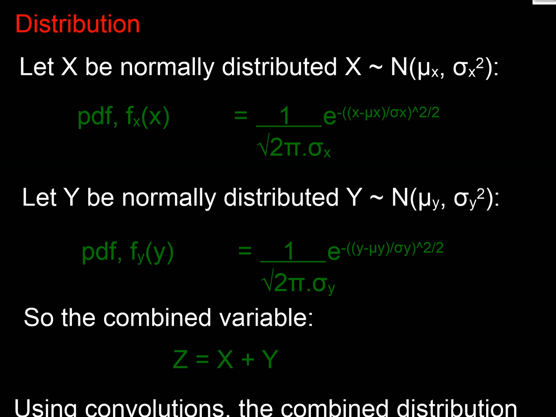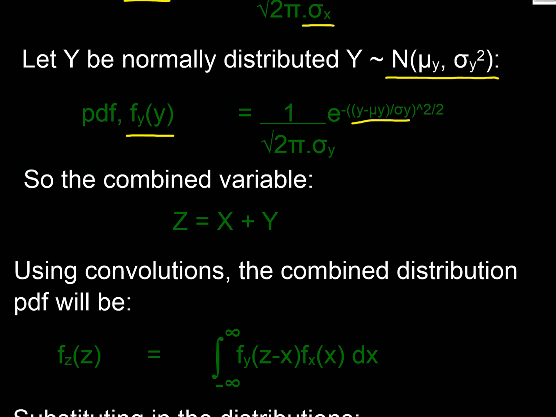If we start off with the x variable, where x is normally distributed with mean mu x and variance sigma squared x, then we know that the PDF of that, f of x, is going to be 1 over sigma x root 2 pi times e to the minus x minus mu x over sigma x, all squared, over 2. And we know the same format for y: f of y is the same general form, but with y minus mu y over sigma y, squared, over 2.